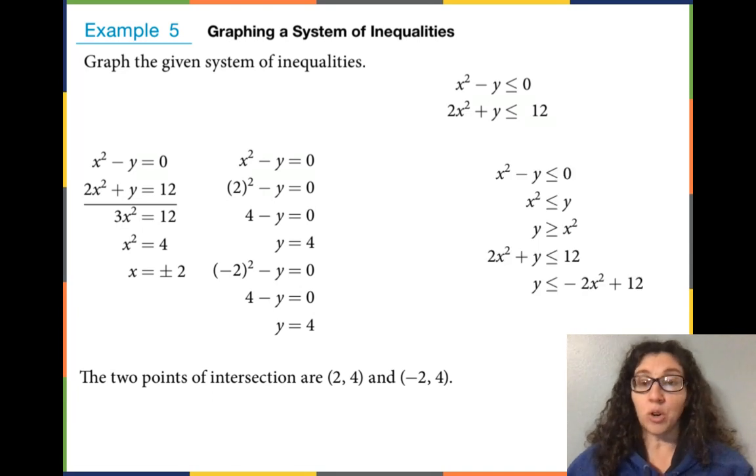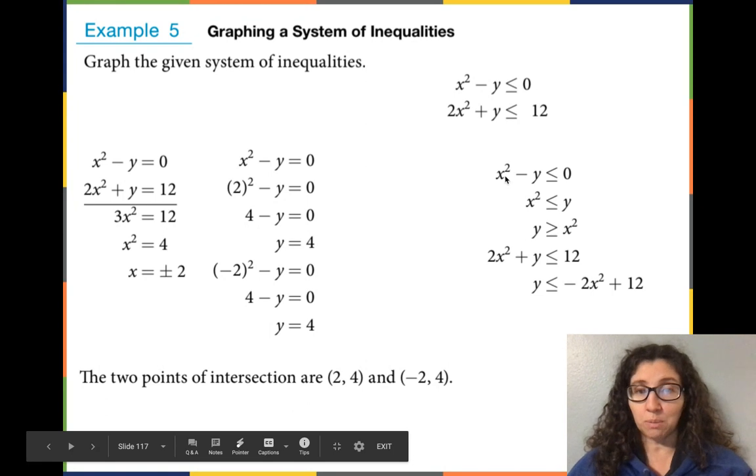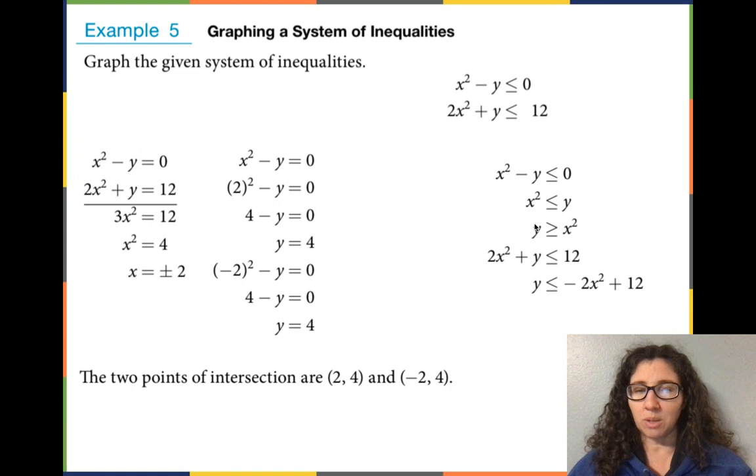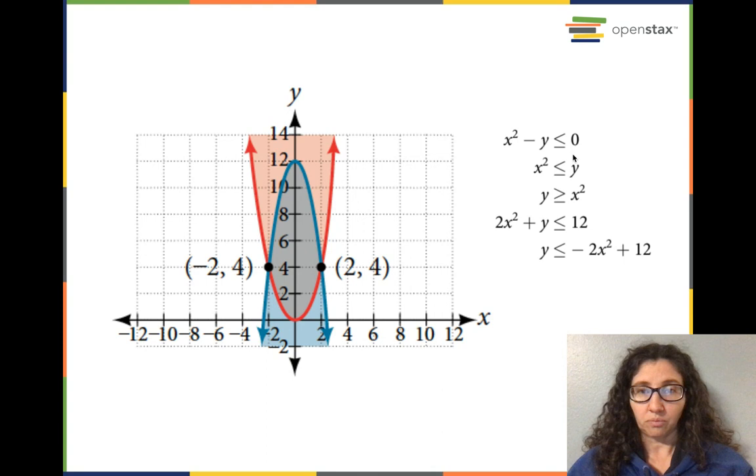And now we're going to want to graph these parabolas. So let's put them in forms that are going to be easier for us to graph. This is the first parabola there: y = x². That looks pretty familiar, right? I know how to graph that parabola. Here, I could bring this to the other side: y = -2x² + 12. So now to graph these parabolas, I'm going to do all the normal things.